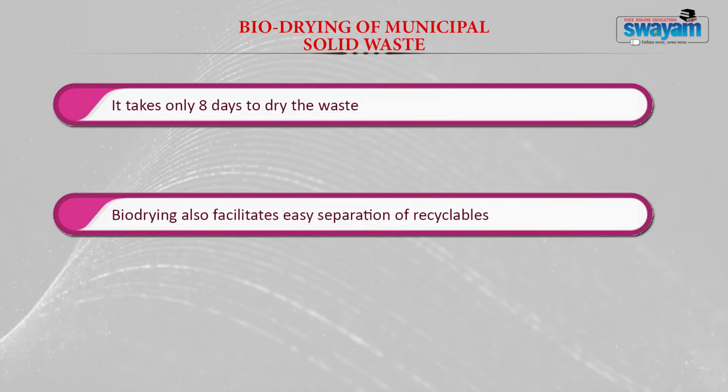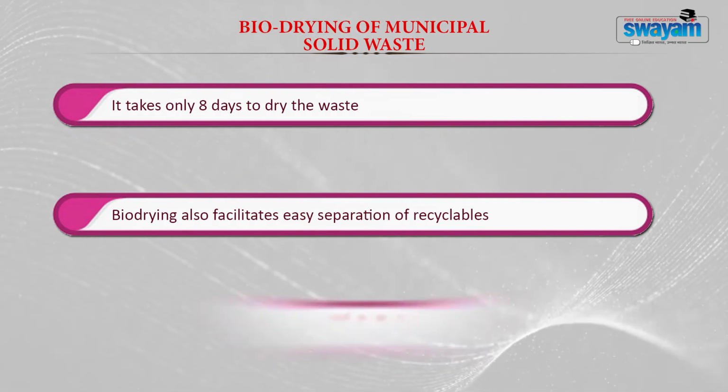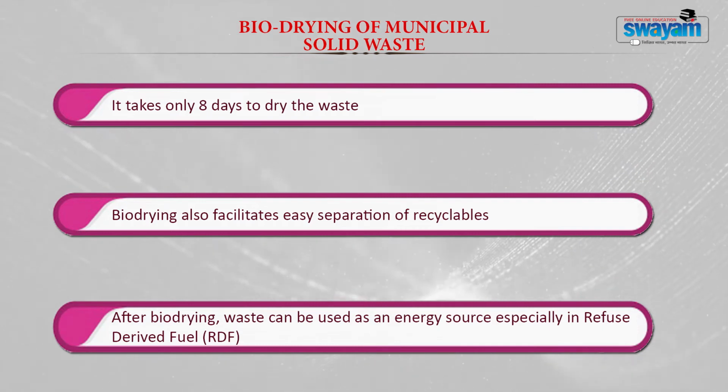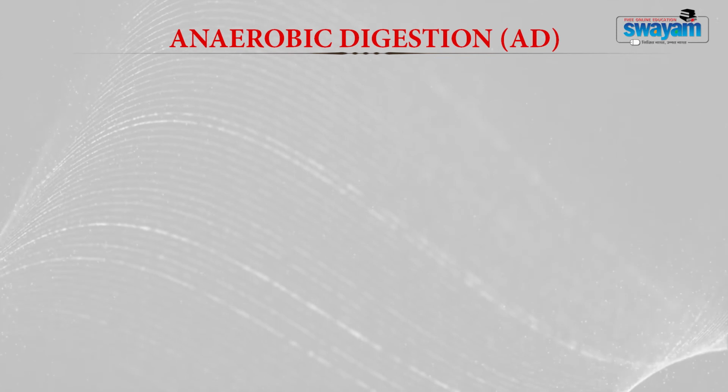Once the waste is dried, it is easy for you to separate the recyclables, and the bio dried waste can be subjected to refuse derived fuel. Refuse derived fuel plants contain incinerators where the dried waste is combusted, and the energy released during the combustion process can be trapped and used for heating, or it can be converted into electricity also. The other process used as a biological treatment is anaerobic digestion.